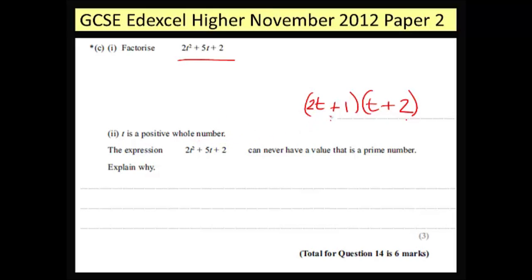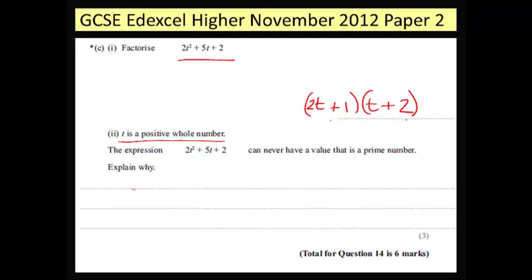So all I need to do is show that neither of these two brackets can be the value 1. And the way I'm going to do this lies with this sentence here. T is a positive whole number. So we're trying to make 1, let's go with the lowest possible number it could be. Let's say t is 1. If t is 1 here, this bracket becomes 3, so that's no good to us. And if t is 1 here, this bracket also becomes 3, so that's no good to us either.